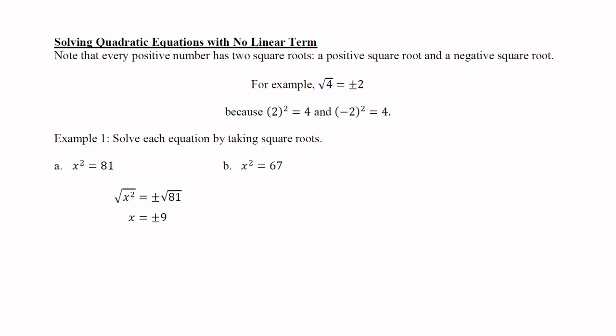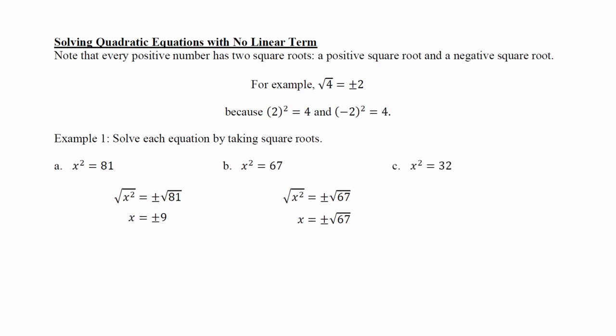For this next one, we have x squared equals 67. Now 67 is not a perfect square, but we can still take the square root of it because it's still some number. It's just some irrational number. So you take the square root of each side, and you're going to have plus or minus the square root of 67 as your roots. So again, two roots, a positive square root of 67 and a negative square root of 67.